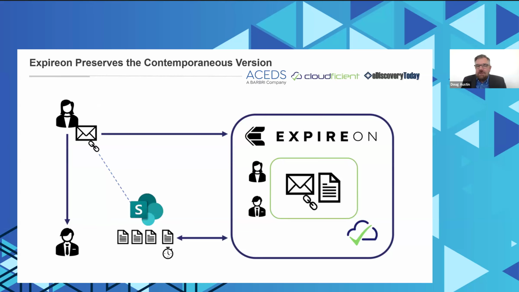All right, so let's talk about Expiron here. How does this work? How does Expiron do this? Imagine this is all happening internally, and we'll use Sarah and Joe, since those were Doug's examples earlier. Sarah sends an email to Joe. That email has a reference to a SharePoint document, and there are multiple versions of the document in SharePoint. We want the as-sent version.